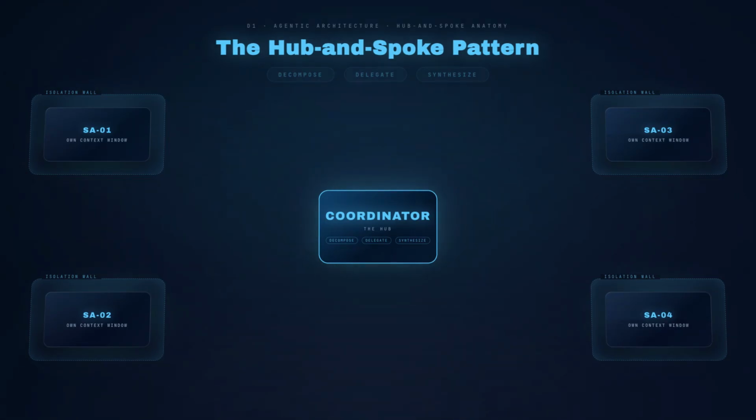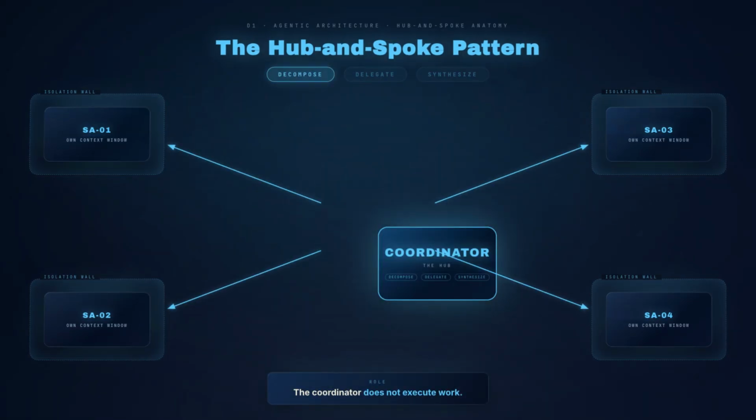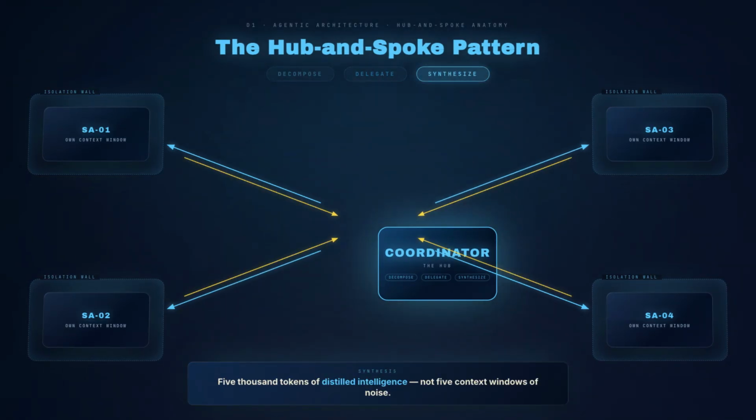The coordinator's job has exactly 3 parts. First, decompose. Break the task into scoped pieces, 1 per subagent. Second, delegate. Send each subagent a task prompt. That is the entire handoff. Third, synthesize. Receive the summaries, build the final output. The coordinator does not execute work.